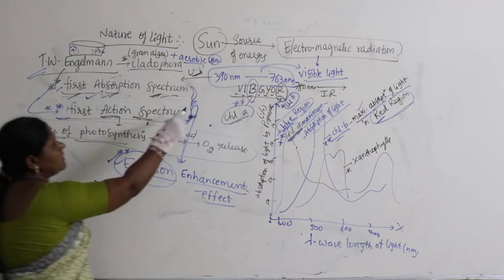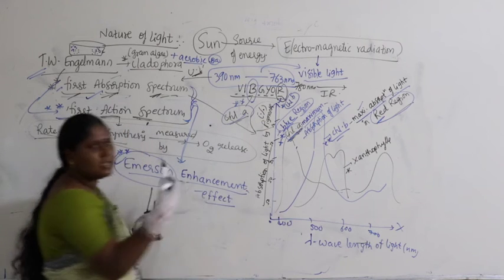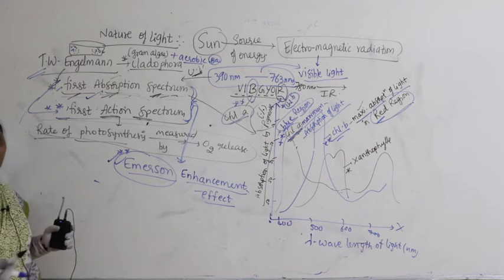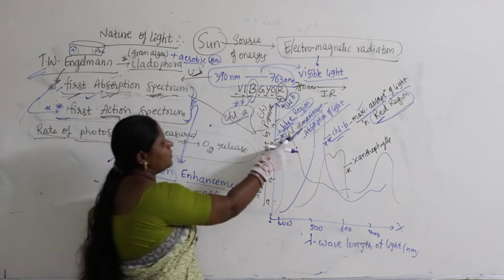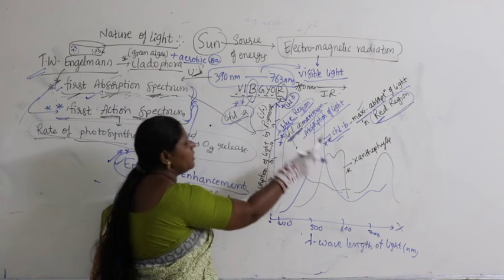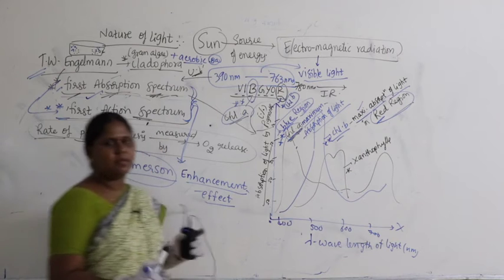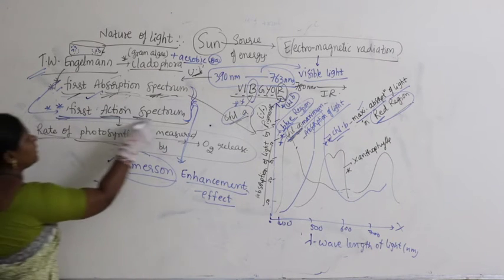Absorption spectrum means how pigments absorb different light. In the absorption spectrum, chlorophyll A shows high absorption in the blue region, and chlorophyll B shows high absorption in the red region. That is very important. Then coming to the action spectrum.